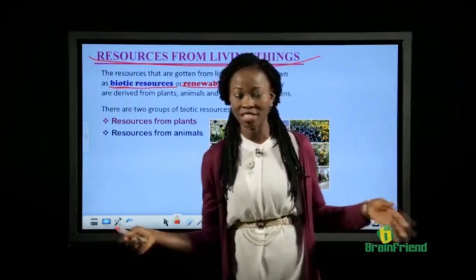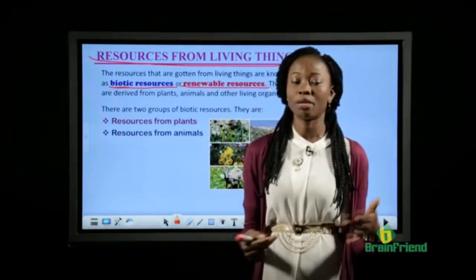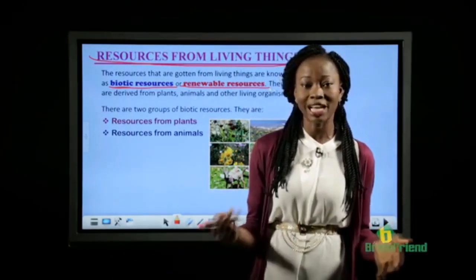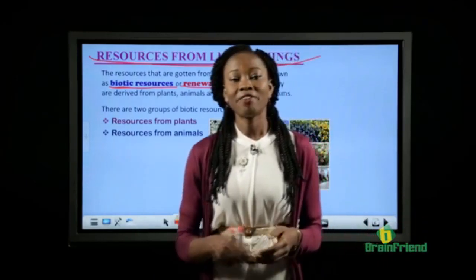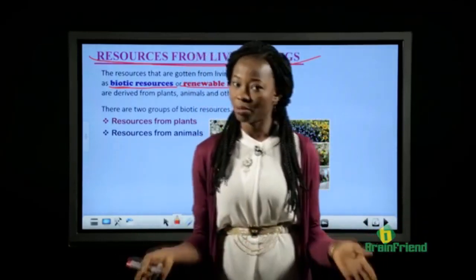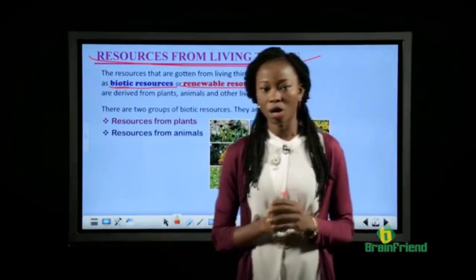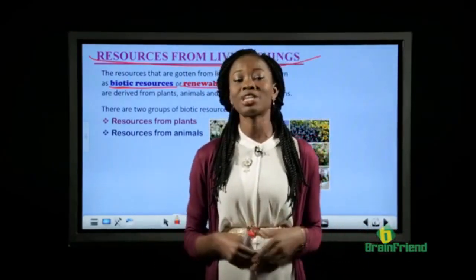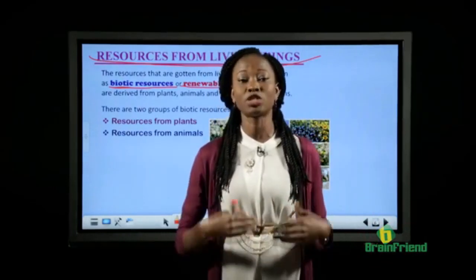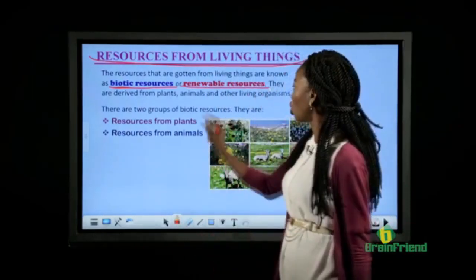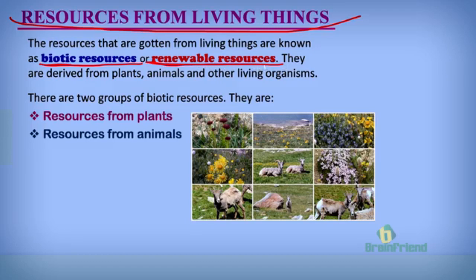If you have two animals, say two goats, a female and a male, give them some time and you discover that they will reproduce and become so many in your compound or in your environment. It is because these living organisms have the ability to reproduce. That's why they are called renewable resources.